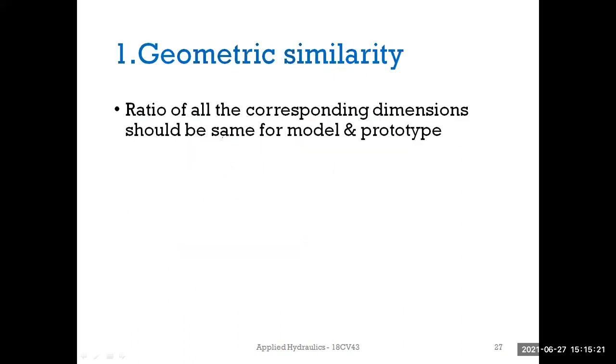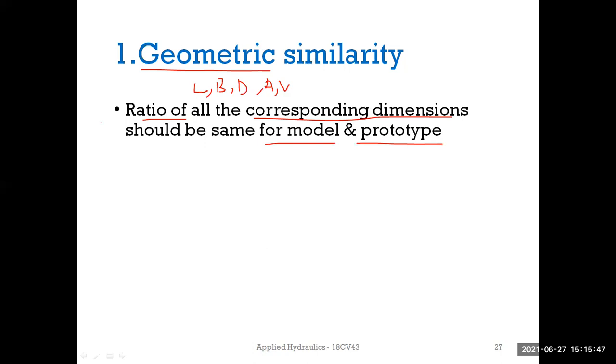The first type is geometric similarity. What is geometric similarity? Geometry represents your length, breadth, diameter, area, and volume. All those terms are the geometry of the structure. The ratio of all the corresponding dimensions for both model and prototype should be the same. That is nothing but geometric similarity.